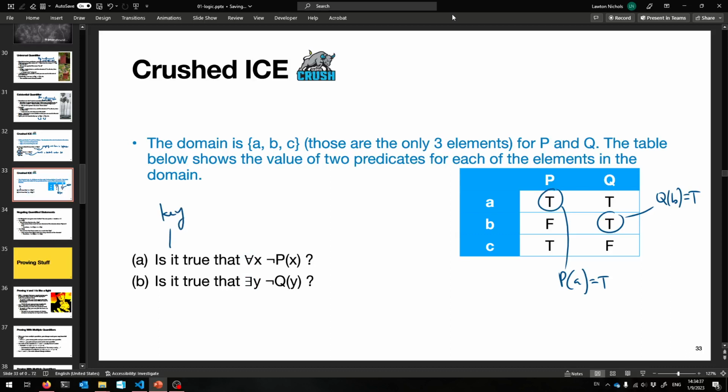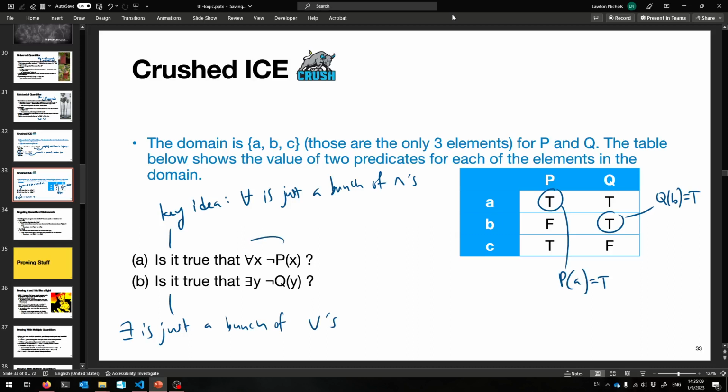Key idea. If you stare at the examples and the definition long enough, this will make sense to you. When you have a for all, it's just a bunch of ands. And there exists is just a bunch of ors. Let me show you how that makes sense.